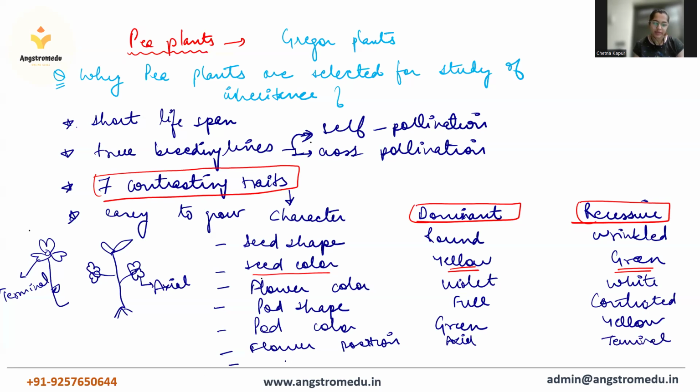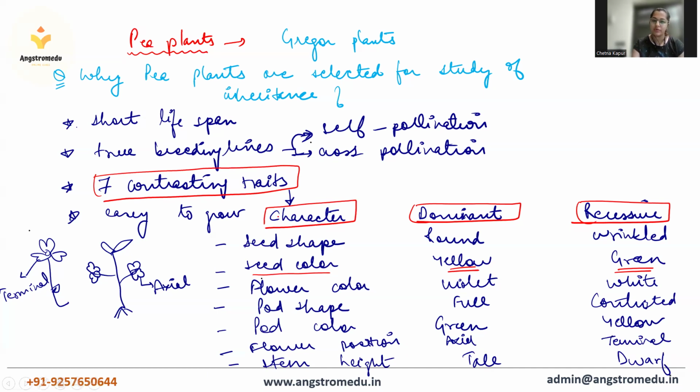So for flower position, axial is dominant over terminal. The last of all is the stem height. In stem height, tall is dominant over dwarf. So these are the seven contrasting traits you should know by heart, and you should also know which character is dominant over the other. That is very, very important. We should consider these things carefully. I think these are clear to you and we'll move on to the next part.